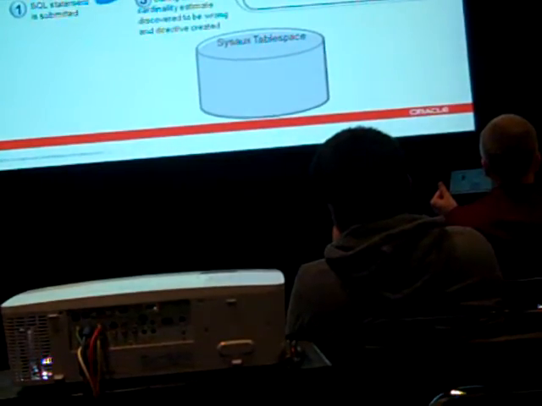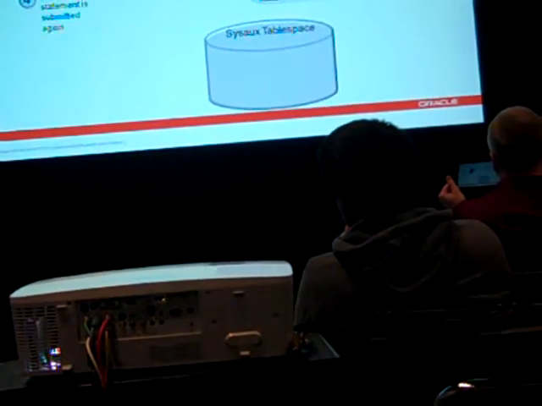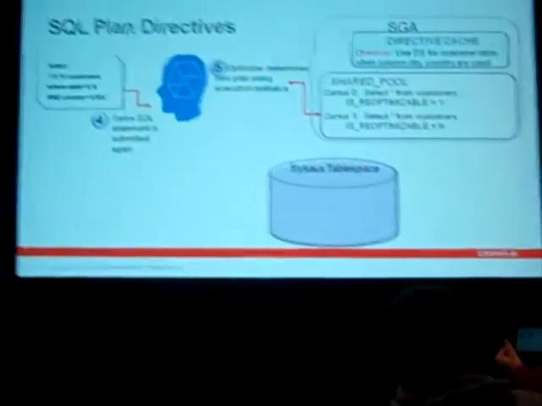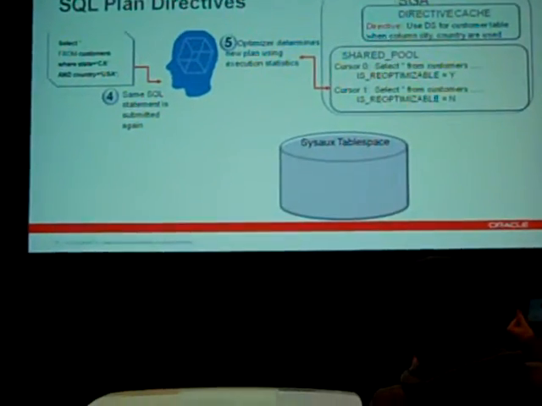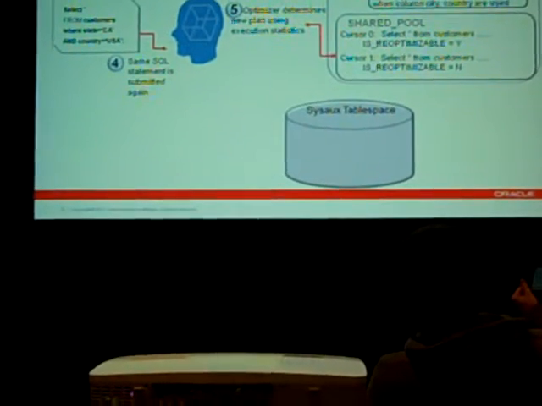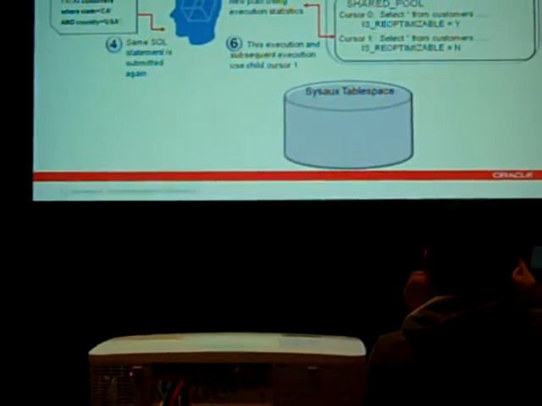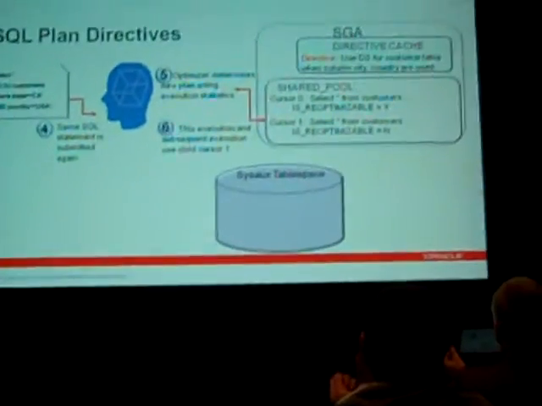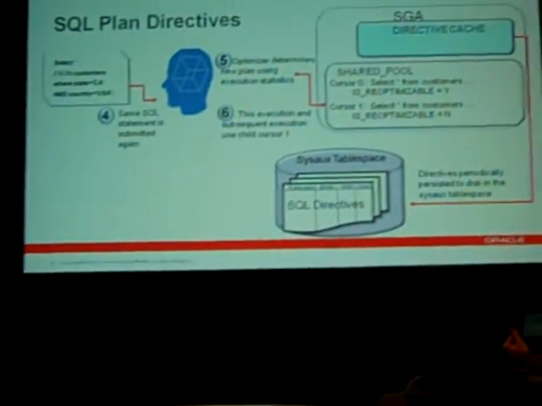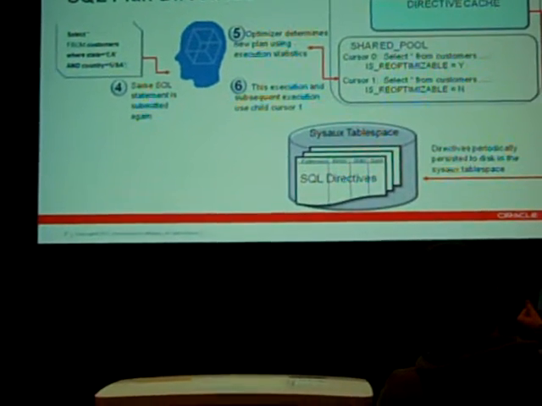What does that mean? It means that the next time that SQL statement is executed, the optimizer is going to use the execution statistics we learned on the first execution, at cursor 0, to come up with a new execution plan. That new plan is created in a separate child cursor, cursor number 1, and this execution and subsequent executions are going to use that plan instead. Those directives are periodically flushed to disk every 15 minutes and persisted in the SYSAUX tablespace.